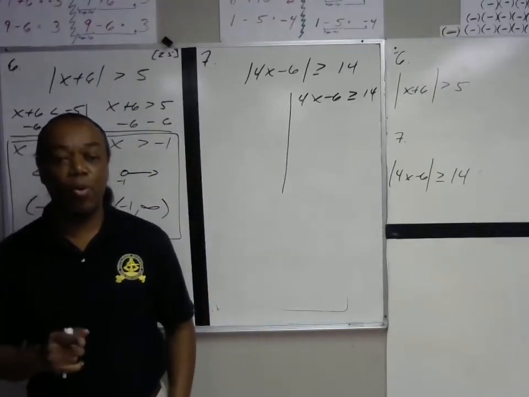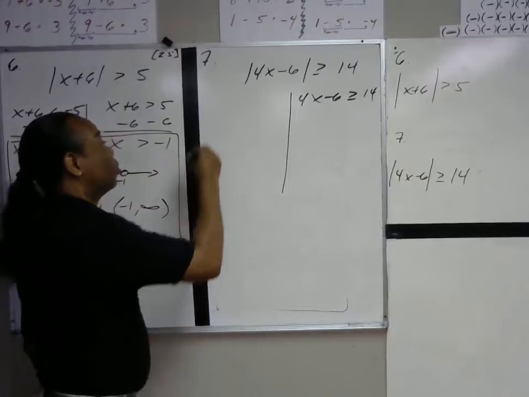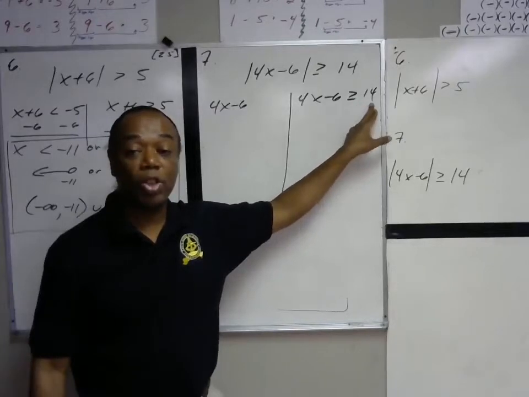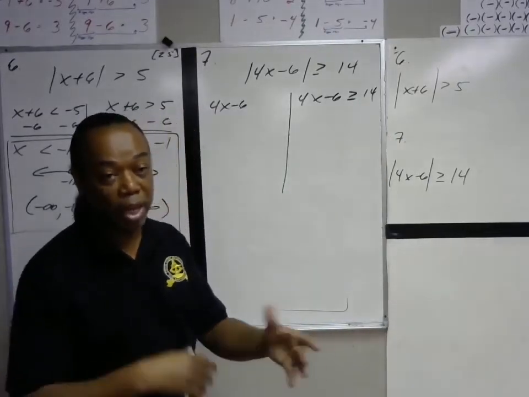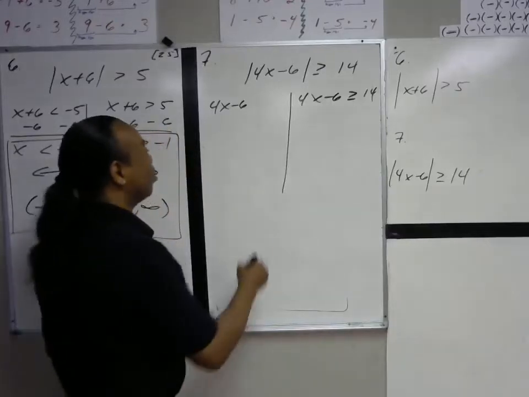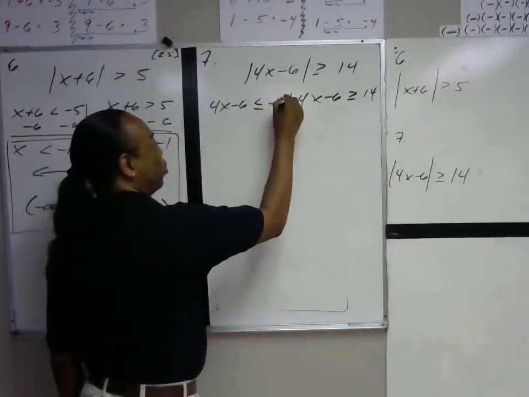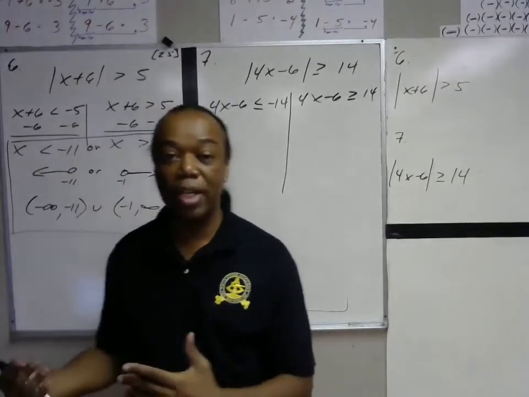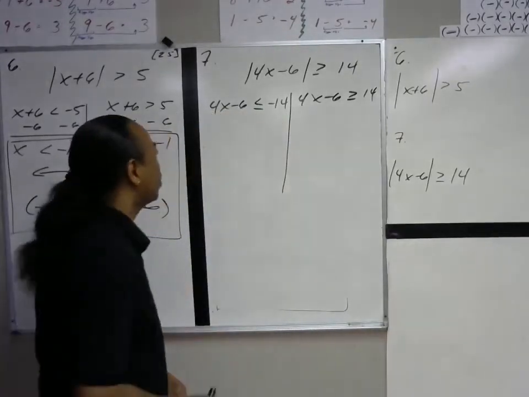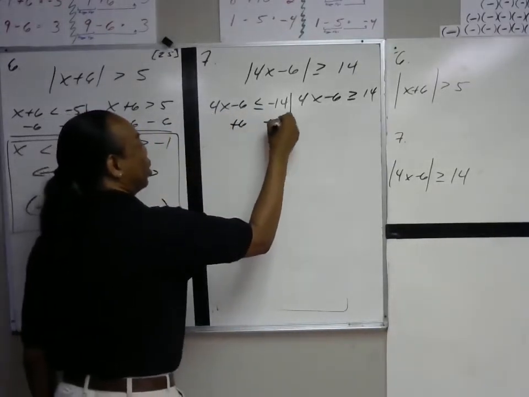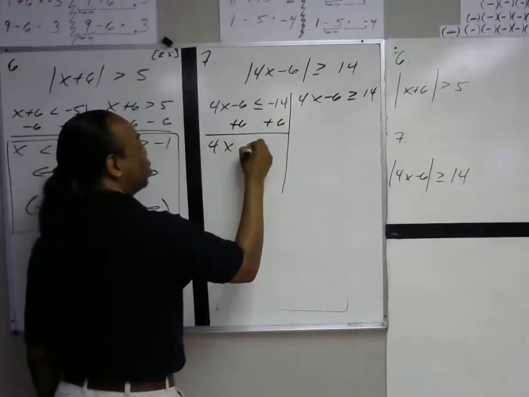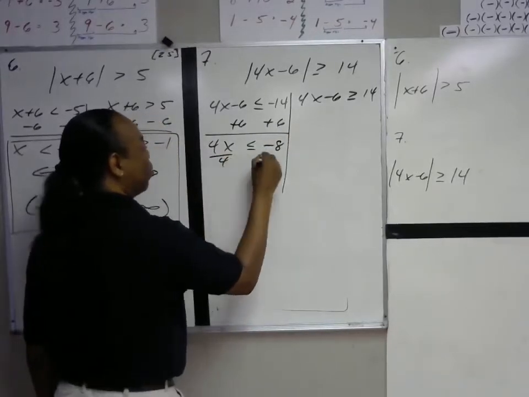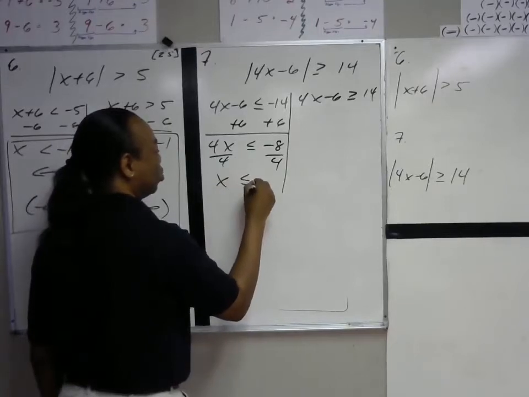Left side, we're going to write the same thing for 4x minus 6, but we're going to change these two symbols. We're going to change that to a less than, and we're going to change that to a -14. So on the left side, everything gets turned around: less than and -14. Now from there, I'm going to start solving for x on the right side and on the left side. I'll start on the left. Plus 6, I get 4x is less than or equal to -8. And then divide by 4, I get x is less than or equal to -2.